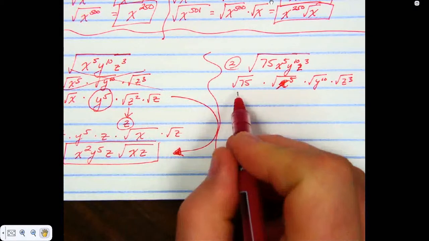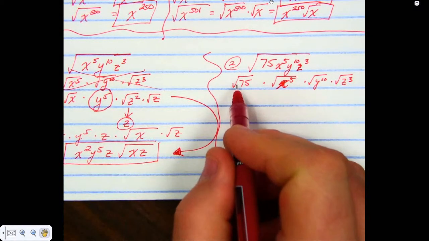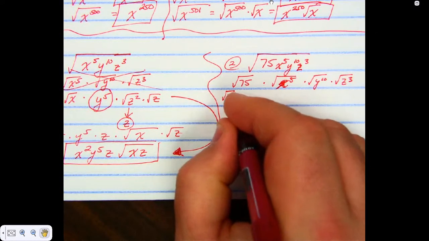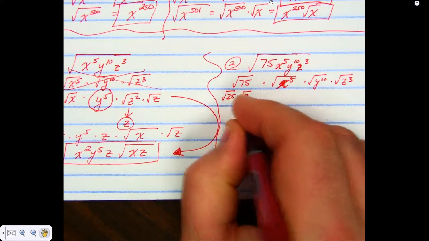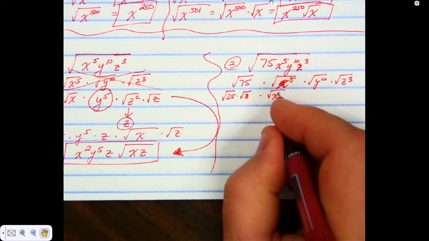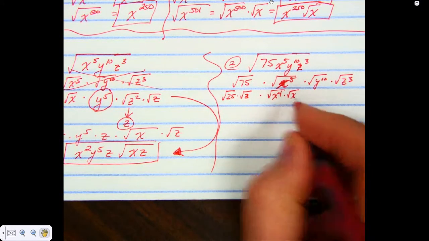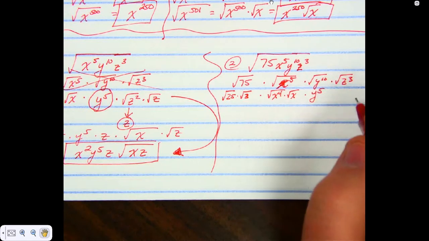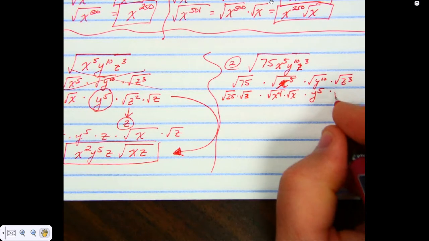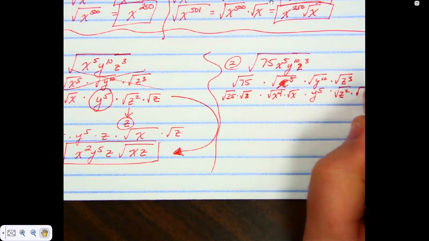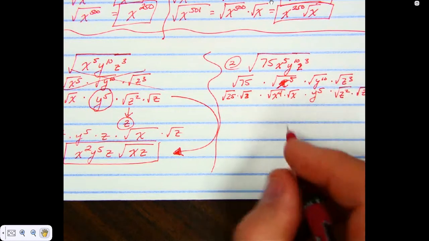How would I simplify square root of 75? Is that a perfect square? What's the largest perfect square that's a factor of it? So that'd be square root of 25 times square root of 3, right? Good, I've broken that up. How would I break this up? Square root of x to the fourth times square root of what? X. How would I break this up? Well, it just becomes y to the fifth, doesn't it? And here I'd break this up into square root of z to the second times square root of z.